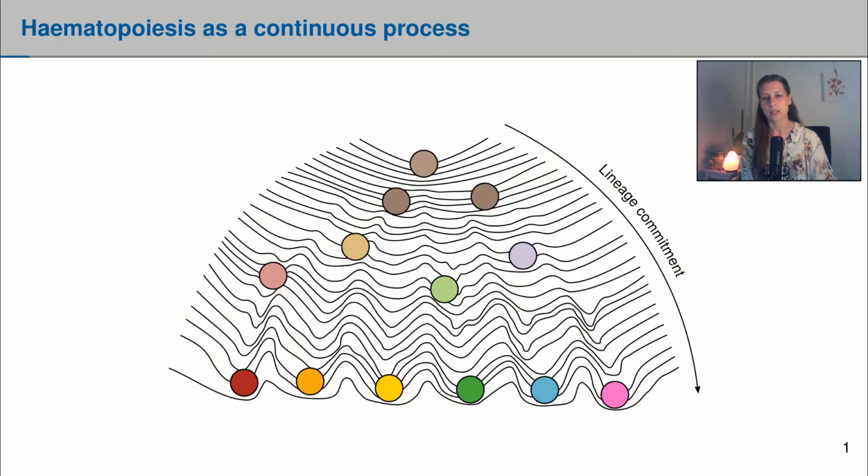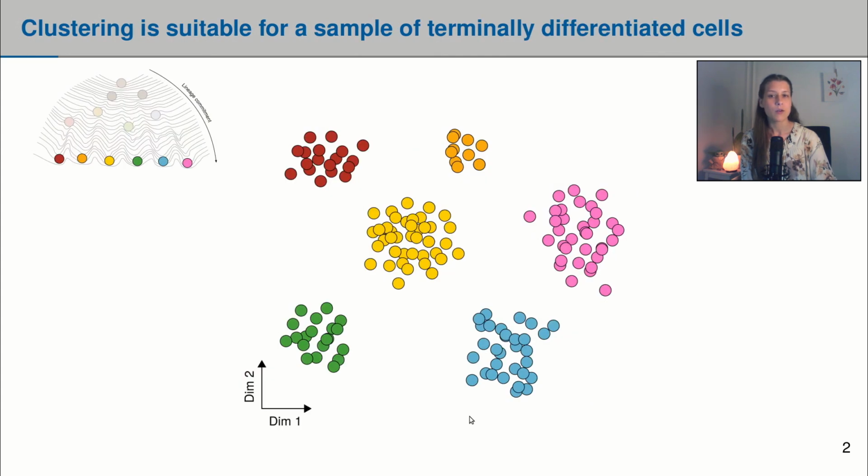I'm quite sure we've all seen an image like this that illustrates how a common progenitor cell can follow different paths through this landscape and end up committed to a specific fate. This process can be viewed as continuous, meaning that cells gradually change along the trajectories they can take to become terminally differentiated cells. If we look at these terminally differentiated cells in some 2D projection of whatever omics measurement we have, we expect to see something like this, where groups of cells that have the same identity cluster together. I hope you can appreciate that identifying cluster boundaries here is feasible, and differential expression testing between these clusters might be a reasonable approach for marker gene identification.